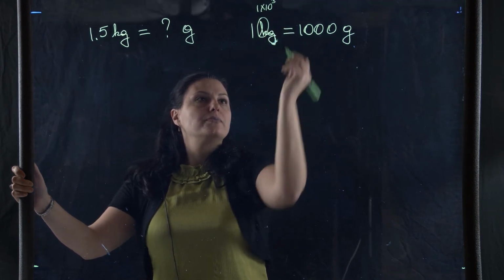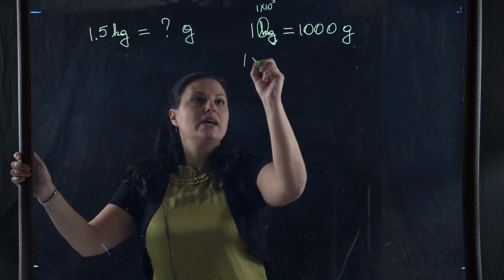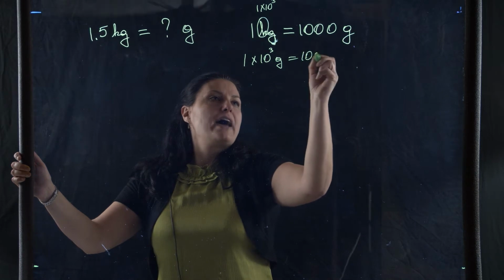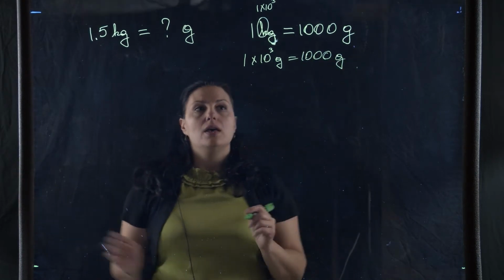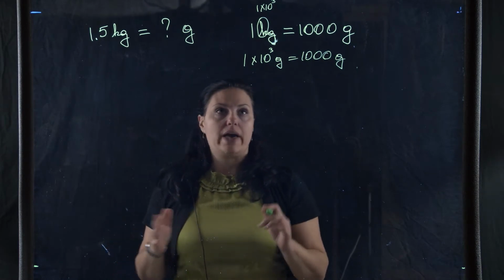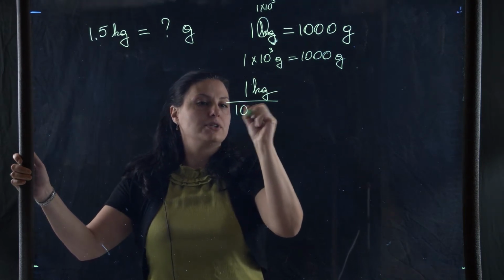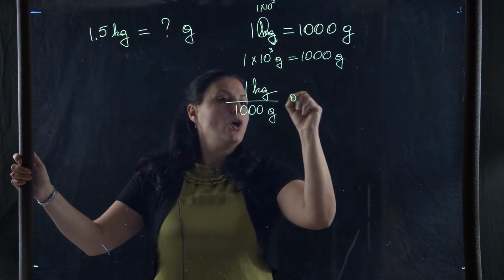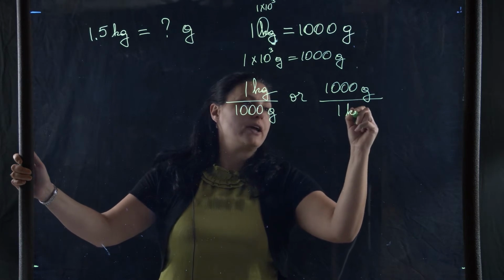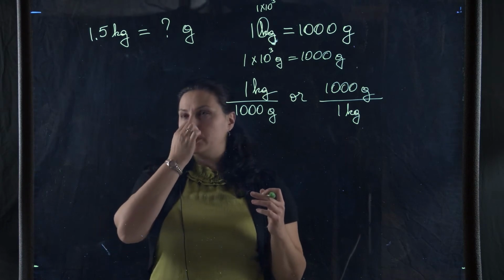Therefore, if I replace the K by that, I have 1 times 10 to the third grams, which is 1,000 grams. This is my conversion factor. Now I can write it in two different ways. I can write it in two different fractions: 1 kilogram over 1,000 grams, or 1,000 grams over 1 kilogram. And I use one or the other depending on which direction I'm going to do my conversion.